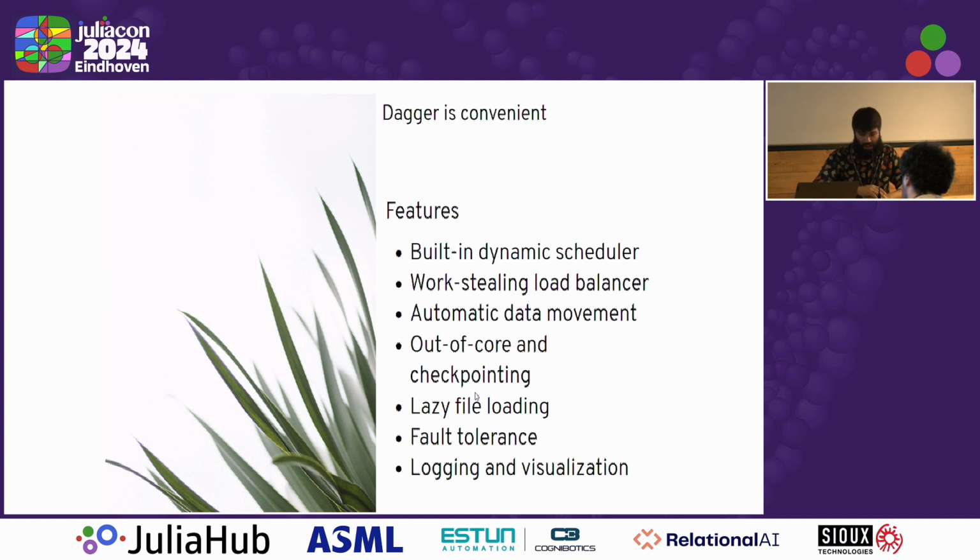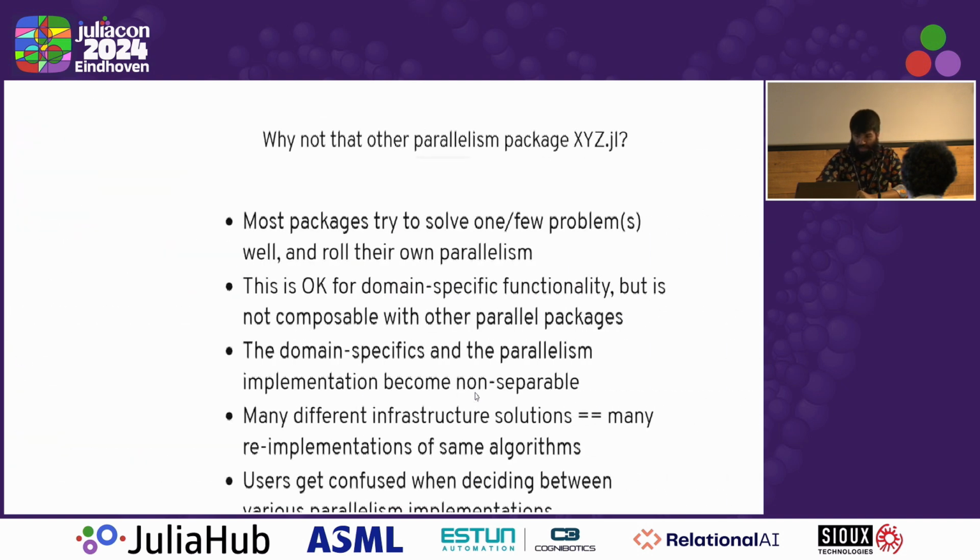Fault tolerance if Distributed.jl decides it's just going to give up and go home. That's okay. Dagger will handle that just fine. And additionally, logging and visualization so that you can make pretty plots about the wonderful scalable performance of your algorithms. And if you saw the workshop, you may have seen some of these.